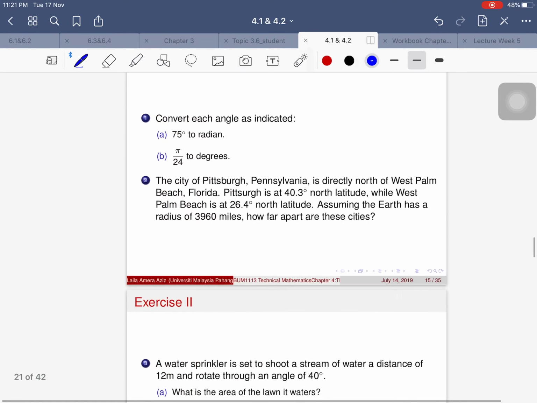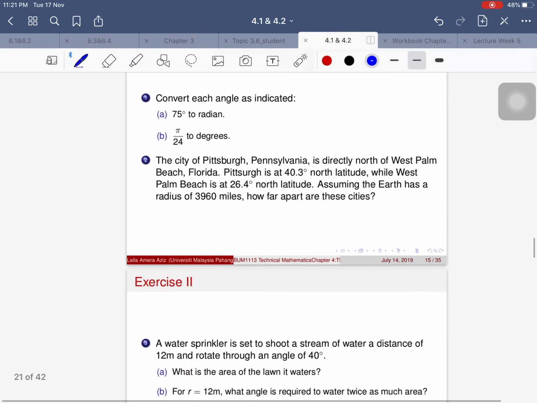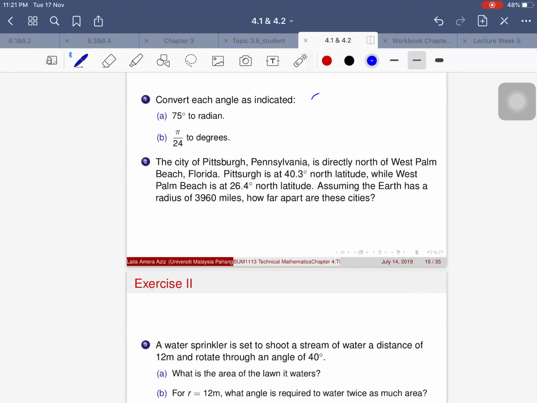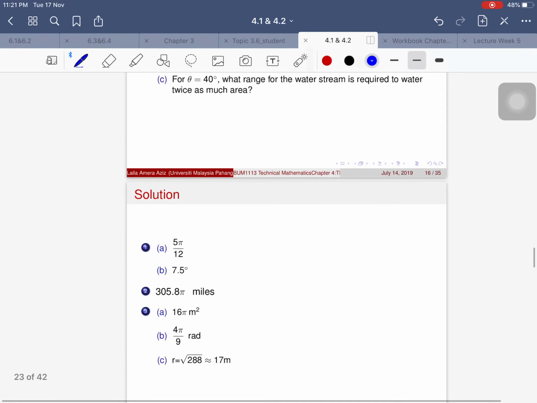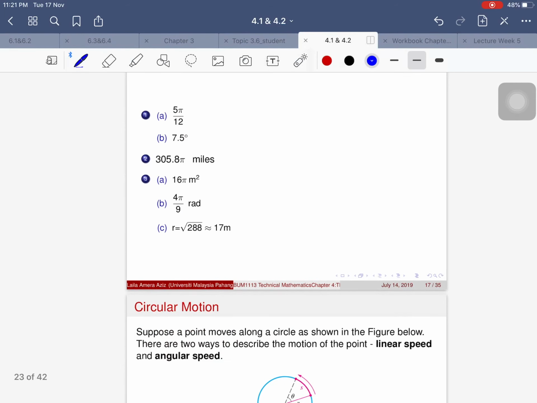And of course, I have prepared a couple of exercises for you to try. So how to convert the angle. I've given you sentence problems for you to try, with the solution as well.